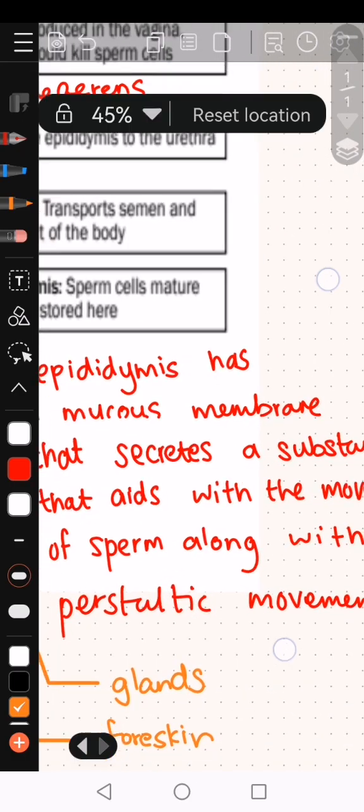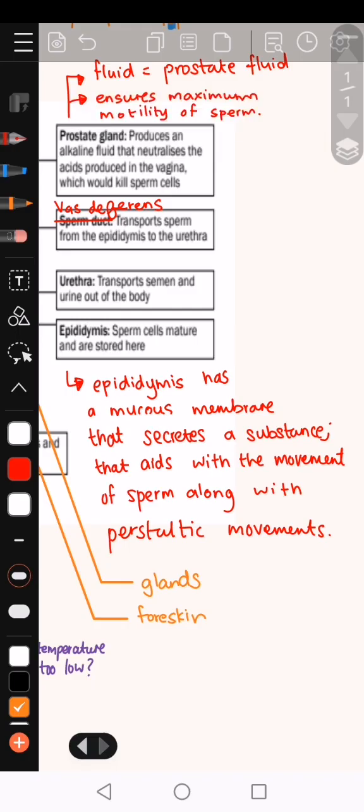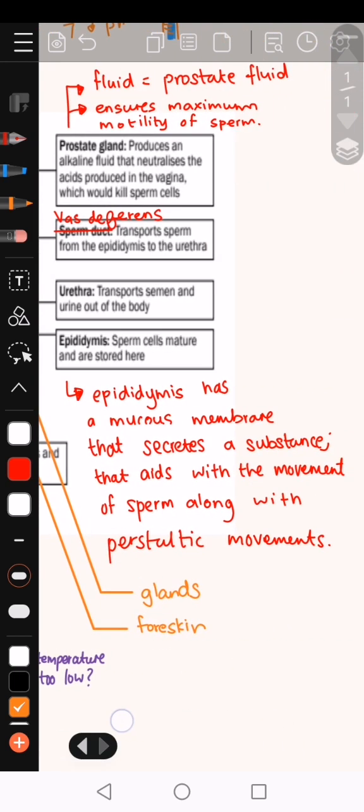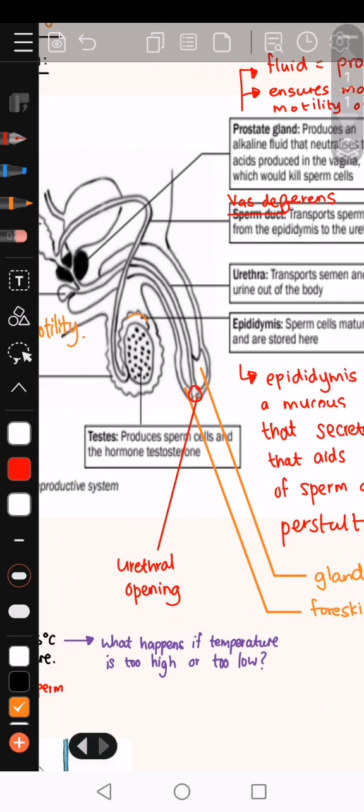But the epididymis, and another important fact here that I wrote down, which Mind the Gap again forgot to include, the epididymis has a mucosa membrane that secretes a substance, and this substance aids in the movement of sperm along with peristaltic movement, right? Because of the mucosa membrane that secretes the substance that allows the fluid activity, which aids in the movement of sperm, there is also a contraction movement, the peristaltic movement that is propelling the sperm forward and forward and forward.